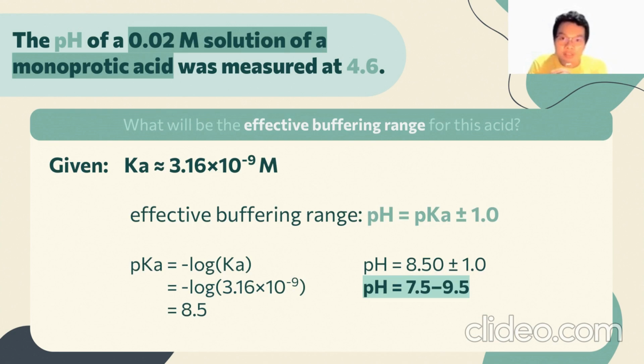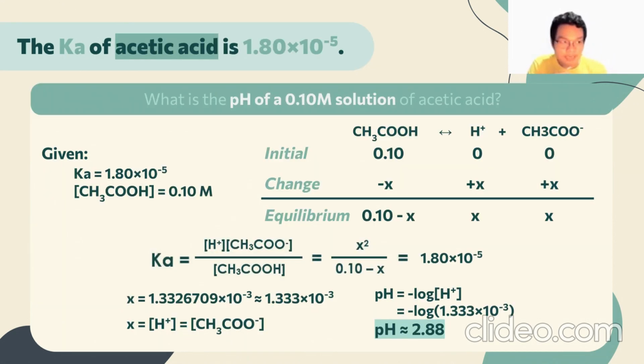The effective buffering range is given by the formula pH equals pKa plus or minus 1. And then since we already calculated for the Ka previously, we can just get its negative logarithm and then plug it into the formula for the effective buffering range. And we get a pH range of 7.5 to 9.5. Next, the Ka of acetic acid is 1.8 times 10 to the negative 5. What is the pH of a 0.10 molar solution of acetic acid? Since we are trying to look for the pH, it means that we don't know the H plus concentration at equilibrium.